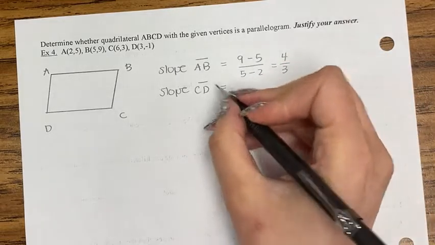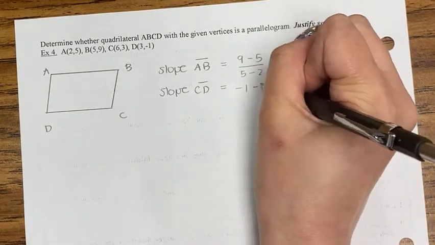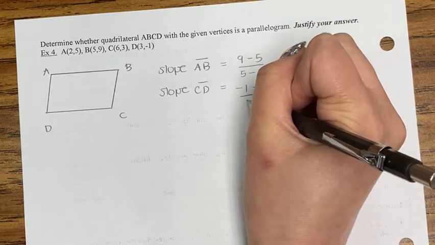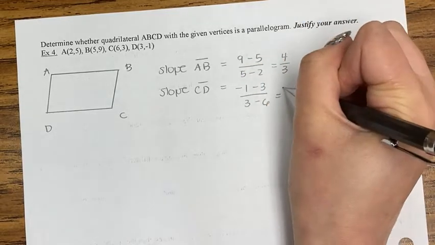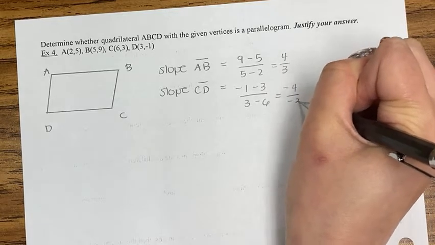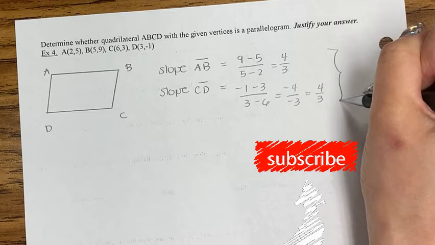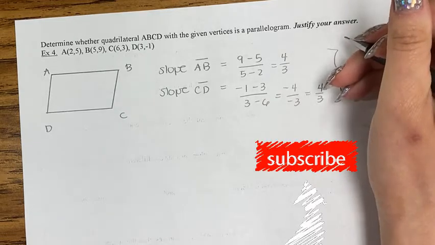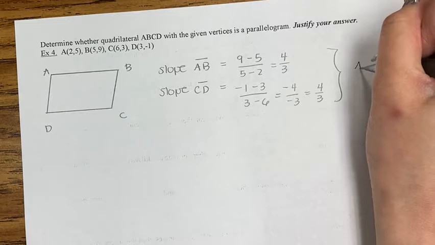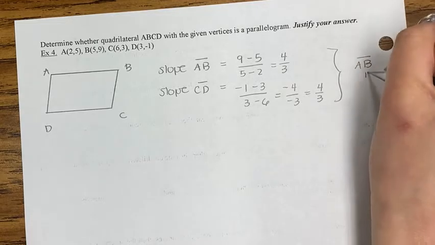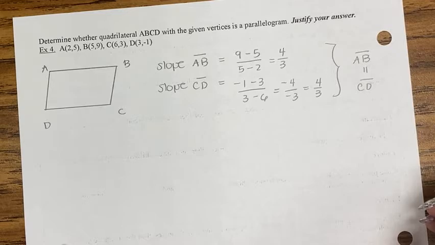Okay, so what's the deal for CD? It's -1 minus 3 divided by 3 minus 6, which is going to be equal to -4 divided by -3, which is the same as 4/3. So indeed, these two are parallel, so we can conclude that AB, the segment, is parallel to CD. I'm in a good position at this point.